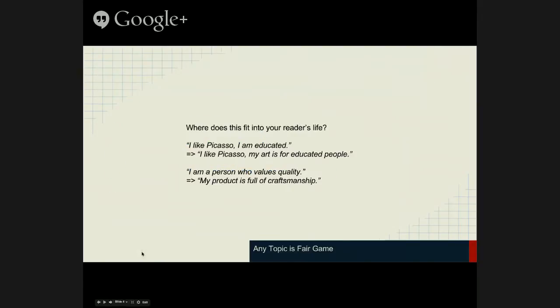Okay, the core question, right? Because a lot of people say to me, oh, what should I write about? I think you should write about anything that you want to write about. Literally anything, maybe not periods, but most of the things are fair game. But ask yourself the question, where does this fit into my reader's life? What is it that they care about, right?